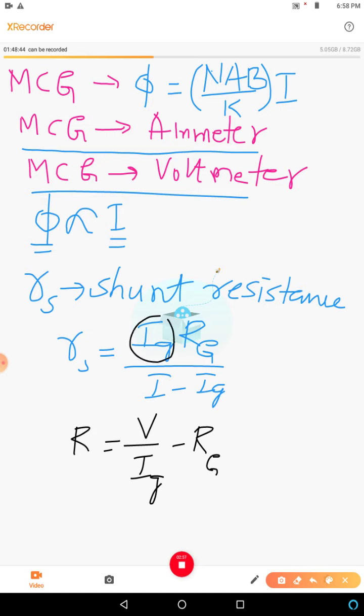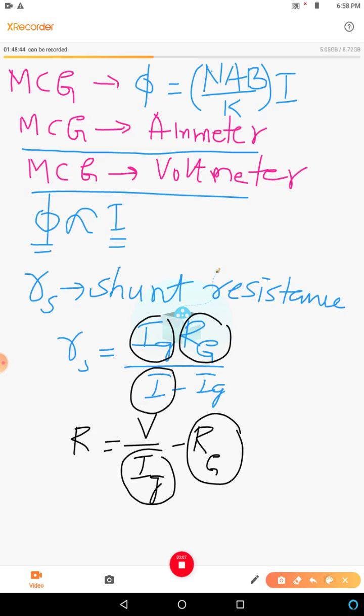IG is the current required for full scale deflection. RG is the resistance of the moving coil galvanometer. Here I is the range of the ammeter, that is 1-2 ampere or 10 ampere, that is the range. Here V is the range of the voltmeter. So these equations you should remember.